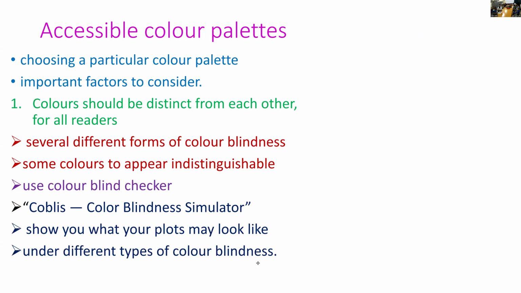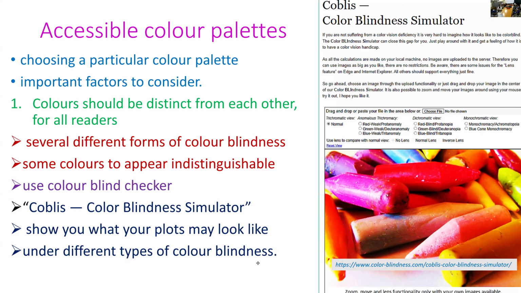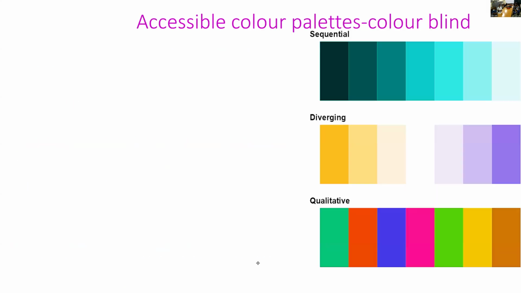Okay, we have talked about different types of color blindness. Now, if you go to this particular website called Complex Color Blindness Simulator, you can put your picture there and see how that picture which you have made will appear to a person with different types of color blindness. So you can simply go to this website and see, oh, my graph will be accessible to somebody colorblind or not. So this is a nice website, Complex Colorblind Simulator.